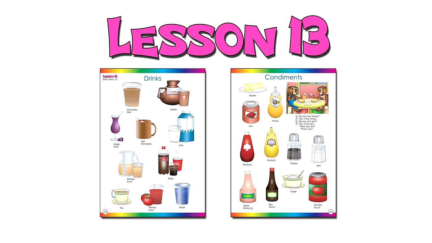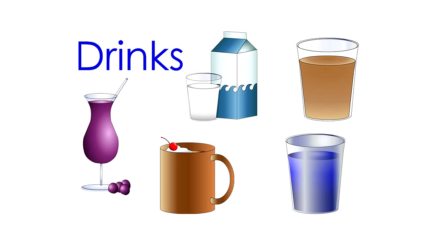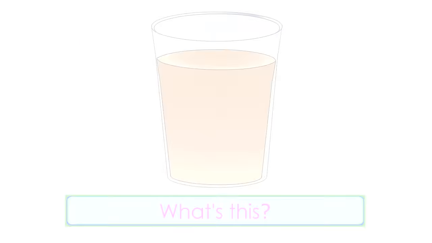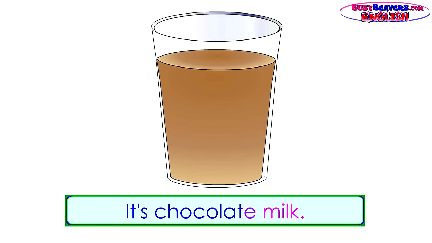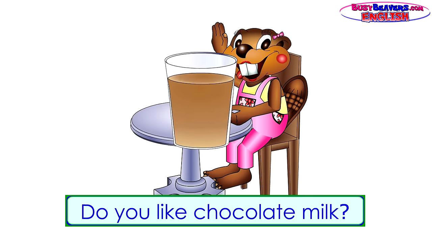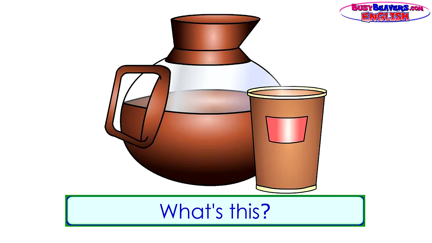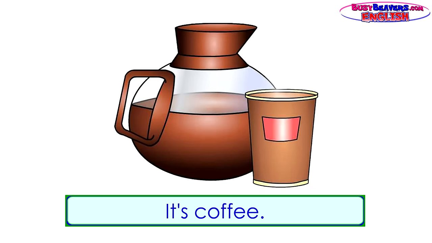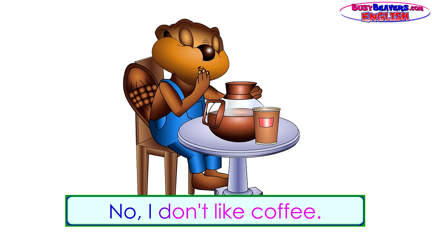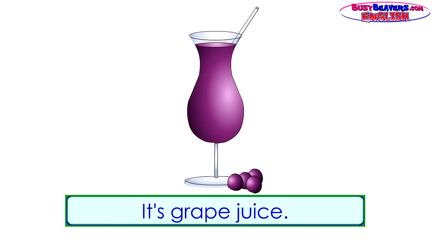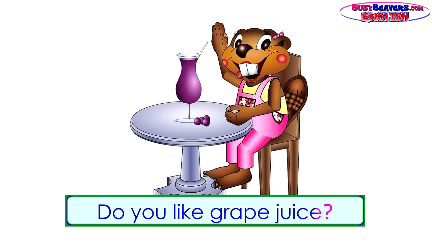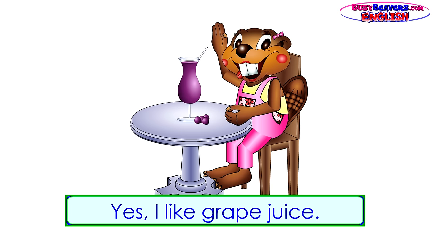Lesson 13, Drinks and Condiments. Drinks. What's this? It's chocolate milk. Do you like chocolate milk? Yes, I like chocolate milk. What's this? It's coffee. Do you like coffee? No, I don't like coffee. What's this? It's grape juice. Do you like grape juice? Yes, I like grape juice.